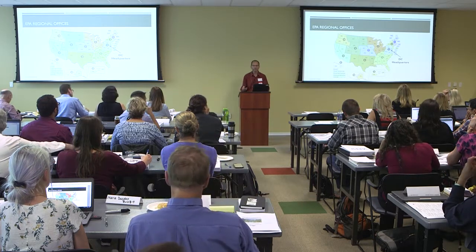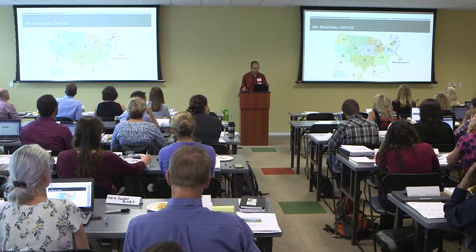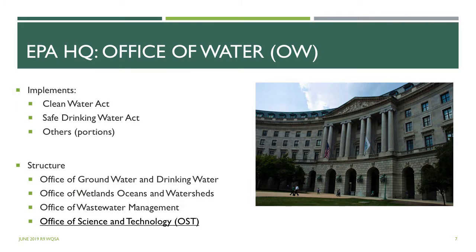Okay, so these are the regions. Now just the Office of Water. We're drilling down into the hierarchy. There are several organizations that make up the Office of Water: the Office of Wetlands, Oceans, and Watersheds, the Office of Science and Technology, where I belong, the Office of Wastewater Management, and the Office of Groundwater and Drinking Water.